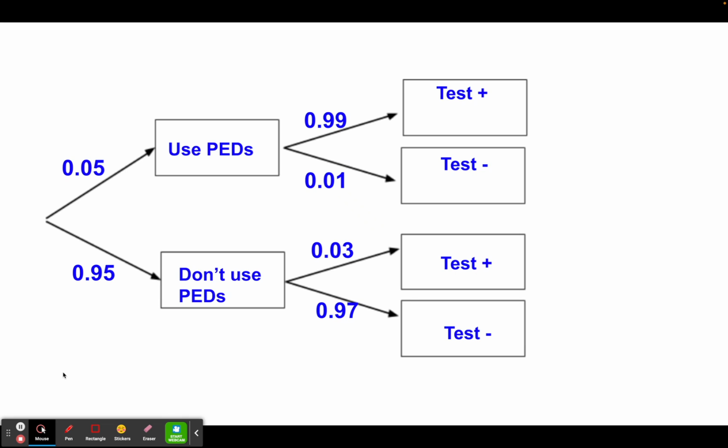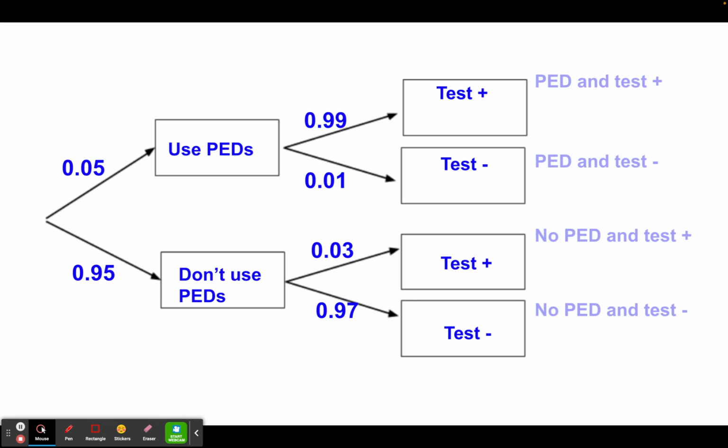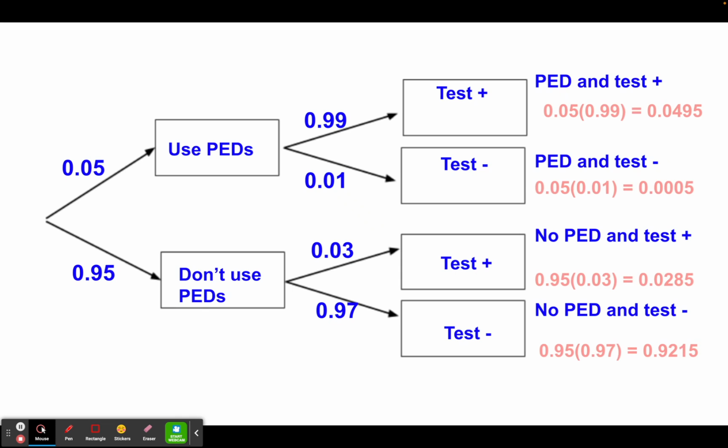Now we're going to go ahead and list the 4 possible outcomes. So the 4 outcomes are: they use performance-enhancing drugs and test positive, they use and test negative, they don't use performance-enhancing drugs and test positive, or they don't use and test negative. And just like we did in example 1, we'll multiply along each of those branches to find the corresponding probabilities. And go ahead and pause the video if you need some time to write that down or finish those calculations. Now, based on this tree diagram, we're going to answer some questions.